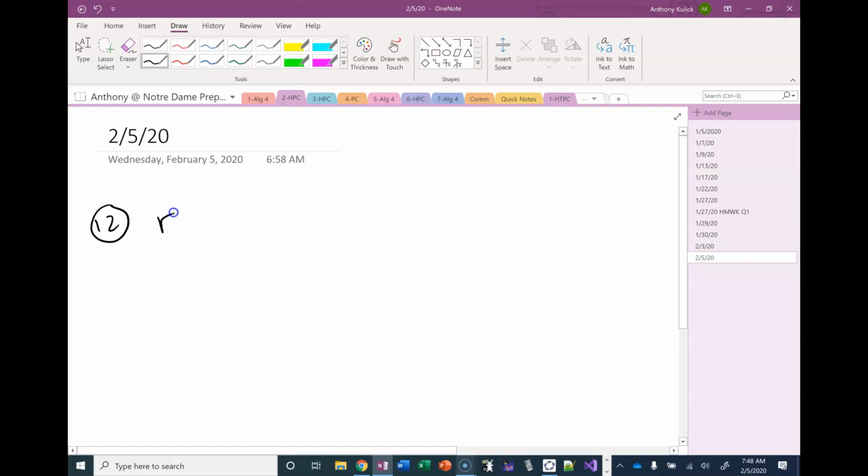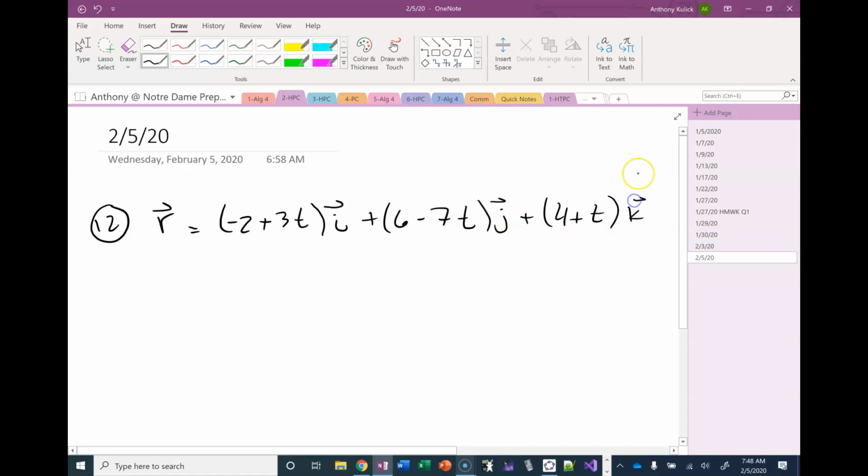So we have r equals (negative 2 plus 3t) i plus (6 minus 7t) j plus (4 plus t) k. And it just asks to find 3 points on the line. To do this, I'm just going to pick some values for t. Each value of t that I pick is going to correspond to a point.